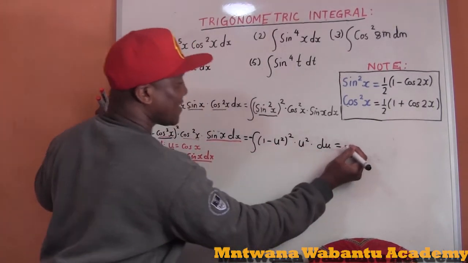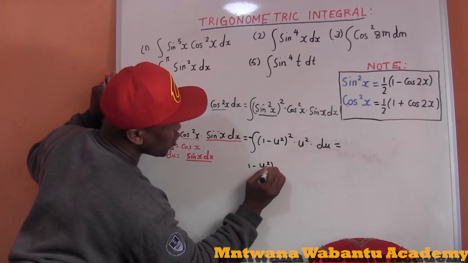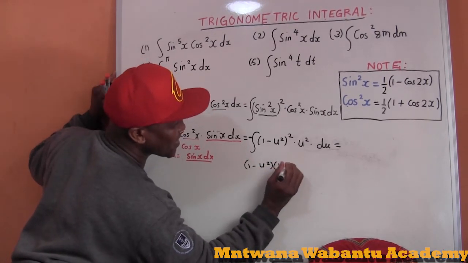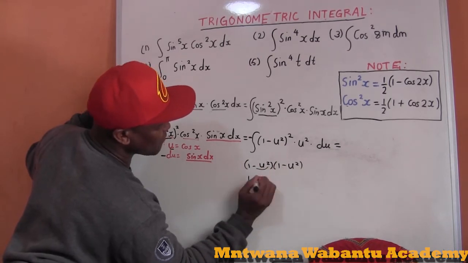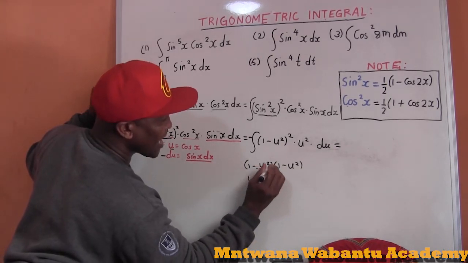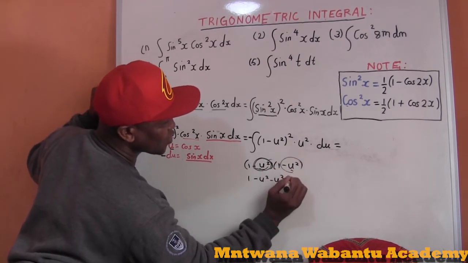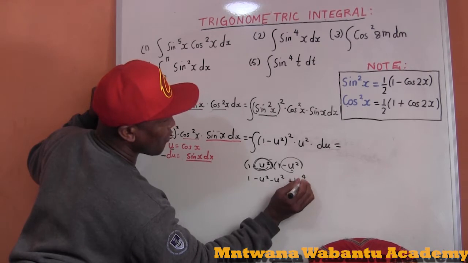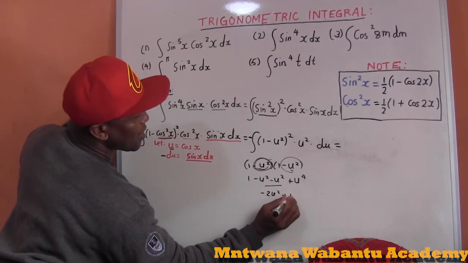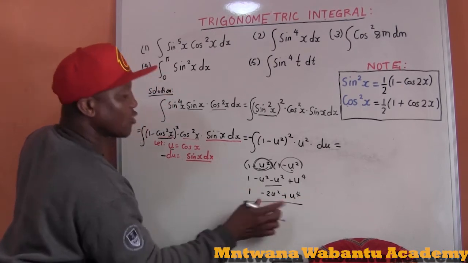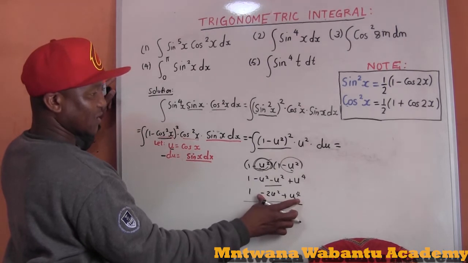So this is the same as, I'm going to have to expand this one. Look, 1 minus u square means multiply by the same thing. So 1 times 1 is 1, 1 times negative u square, negative u square times 1, negative u square times negative u square, plus u power 4. But this is going to give me 1 minus 2u square plus u power 4. Oh, so I'm going to replace this stuff here with this, okay?